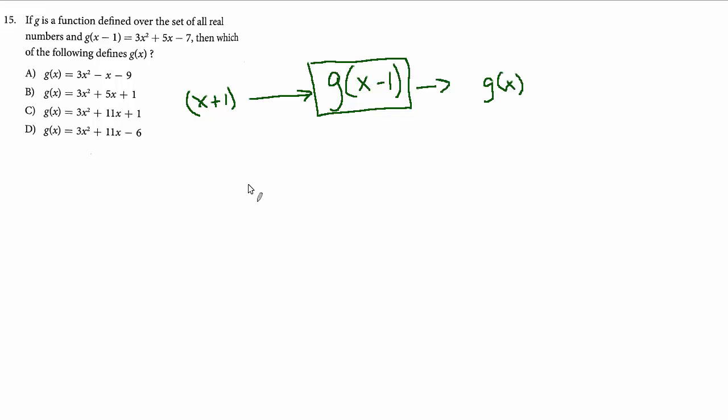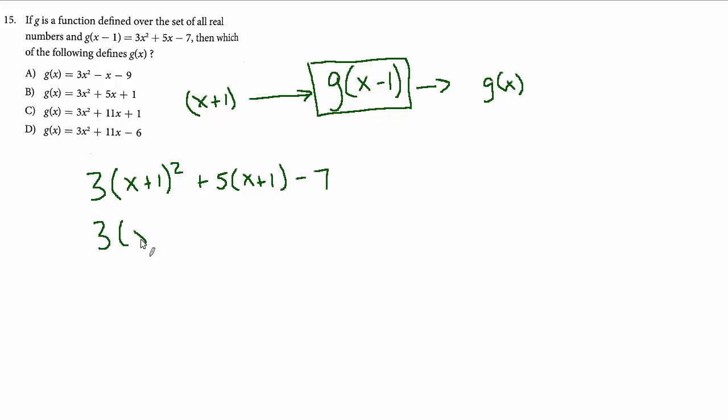So let's substitute into the g of x minus 1 function x plus 1. So I'm plugging into here, and every time I see x, I'm going to write x plus 1, and then the rest is algebra. So it's 3 times x plus 1 quantity squared plus 5 times x plus 1 minus 7. We have to FOIL this.